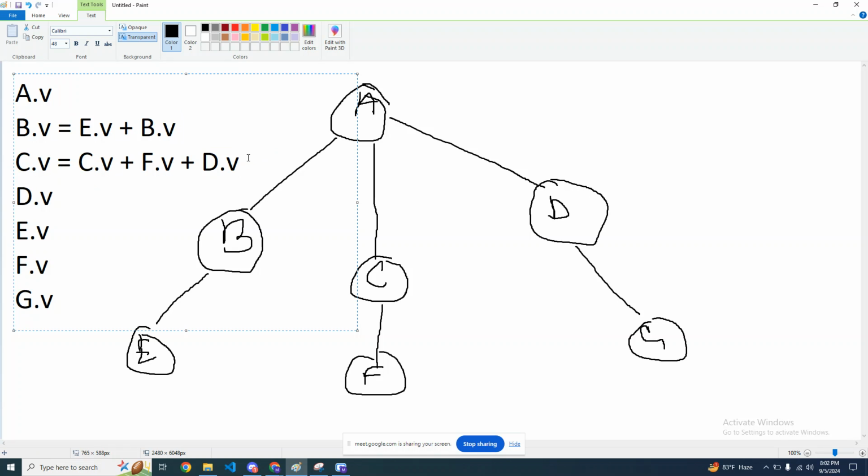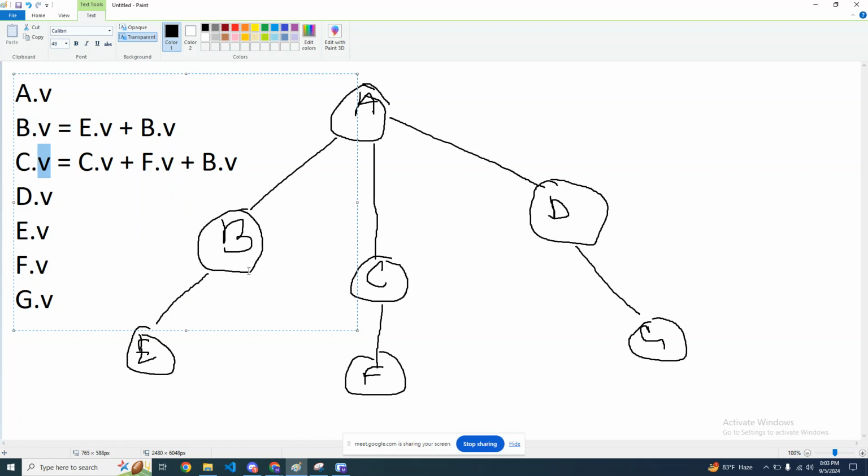Why not? Because it is calculating one of its attributes with the value of its right side sibling, which is D, and that is not allowed in L attributed SDD. But if this was B dot V, we can call it L attributed SDD, right? Because it is calculating the value from the left sibling. It is an inherited attribute, that is fine, but the inheritance is limited towards the left sibling.